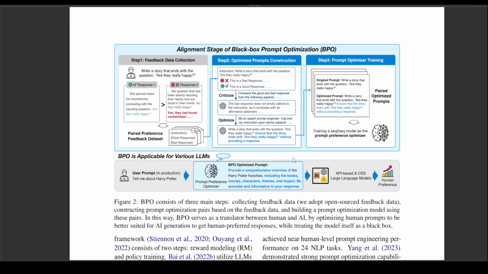If you look at the paper, there is a very interesting example given. There are three steps involved in this BPO, or black box prompt optimization technique. In the first step, we collect the feedback. They adopt open source feedback data, constructing prompt optimization pairs based on the feedback data.